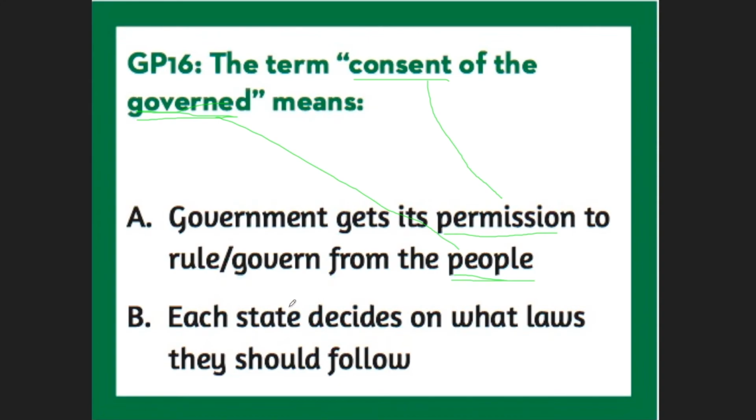Now, a state can do the governing, but again, it is the people being governed, okay? So the state can act upon the people as well, but a state governs rather than is governed. Okay, so it's probably not going to be B. That one pretty much rules that out. So let's go ahead and say the answer is A. That is correct. So the consent of the governed means government gets its permission to rule/govern from the people.